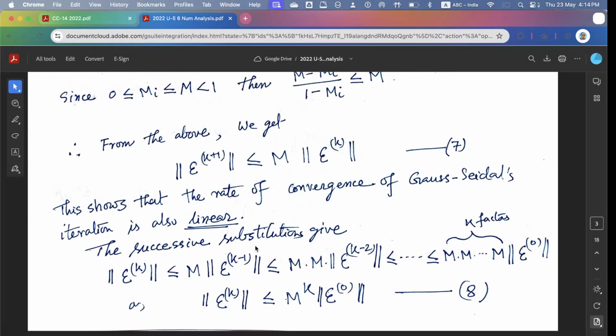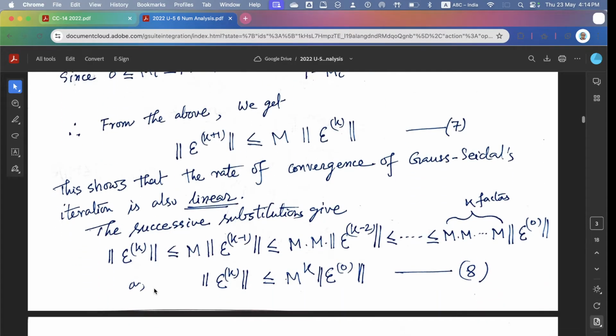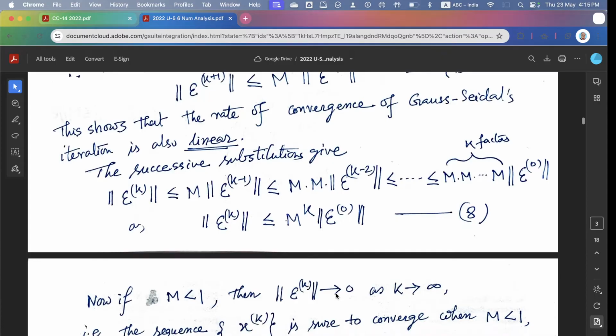And the successive substitutions give, from this, the norm of epsilon k less than or equal to m times the norm of epsilon k minus 1. And again, for k minus 1, we get m times the norm of epsilon k minus 2, and so on. So m into m, k factors, times the norm of epsilon 0, the initial error. So we get the norm of epsilon k less than or equal to m to the power k times the norm of epsilon 0.